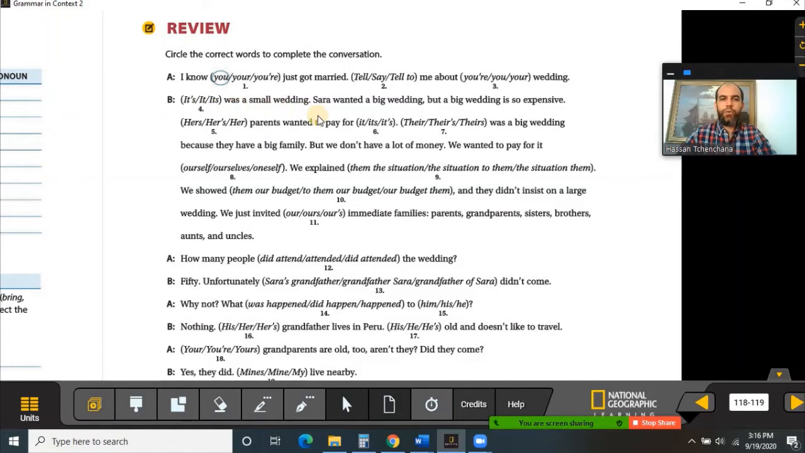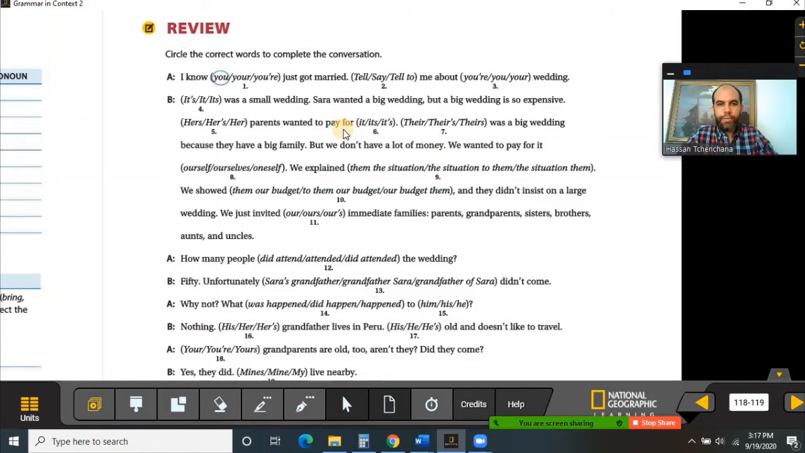The middle one was a small wedding. Sarah wanted a big wedding, but a big wedding is so expensive. Hers with an apostrophe, her. Parents. Parents is a noun, so we need an adjective that describes parents. Which one is an adjective out of these three? It is her. Hers does not describe a noun. It does, but implicitly, it doesn't require a noun after it. So we say, this is my cell phone, and this is hers. Hers refers to her cell phone, but we can't use it here. So the correct answer is her parents wanted to pay for.